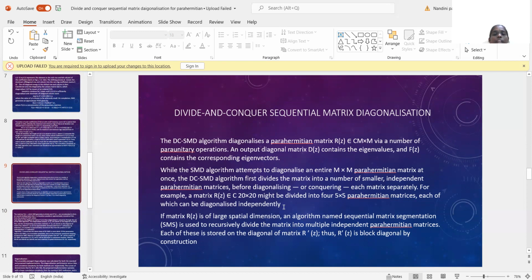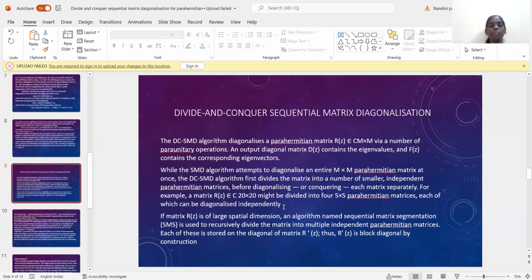An output diagonal matrix D(z) contains the eigenvalues and F(z) contains the corresponding eigenvectors. While the SMD algorithm attempts to diagonalize an entire M×M para-Hermitian matrix, the DC-SMD algorithm first divides the matrix into a number of smaller independent para-Hermitian matrices before diagonalizing, or conquering, each matrix separately.